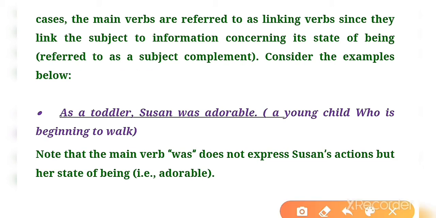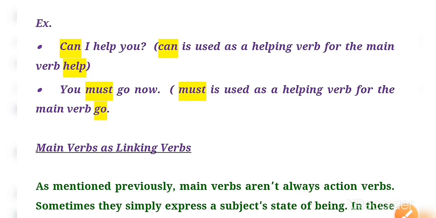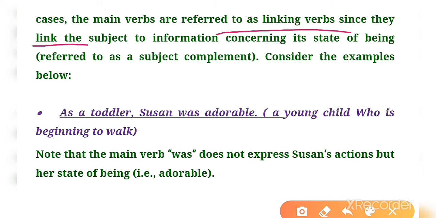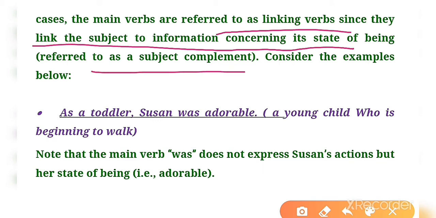So here it is saying that when a main verb works as a linking verb, it shows a subject's state of being rather than action, rather than the performance of the subject. In this way, the main verbs are referred to as linking verbs since they link the subject to information concerning its state of being. Okay, so that is why it is used as a subject complement. So see the example, you will be getting more.